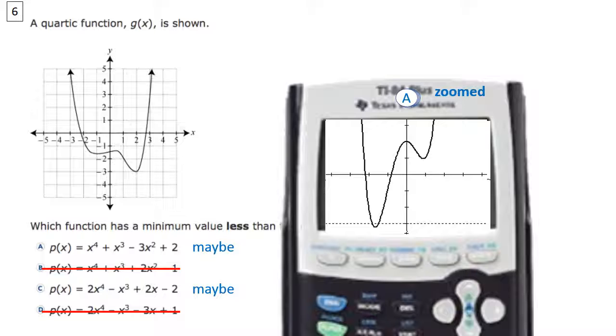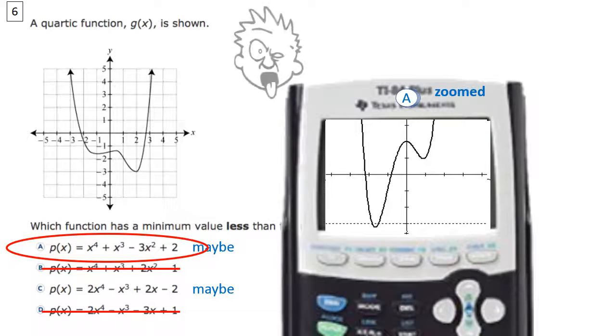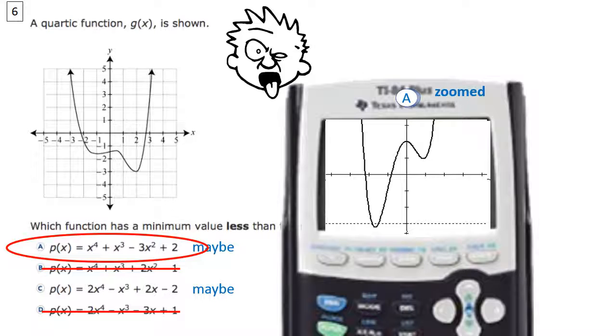The other thing I did, I've also graphed y equals -3, since that was our negative on the original graph. But when we look at that, it only barely pokes down below it right here. But does it go past it? Yes. It's got a minimum very, very slightly less than g of x's. So A is going to be my answer. We could zoom in on C as well, and it's not going to. But in general, my opinion of this one, not very good.